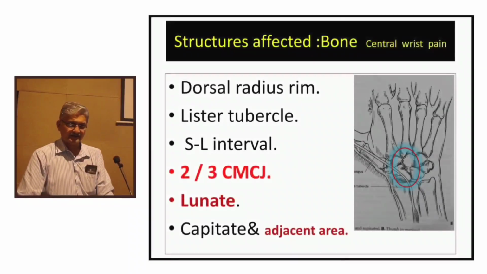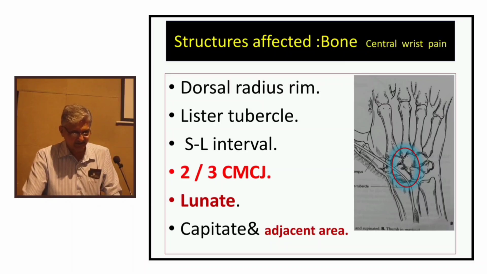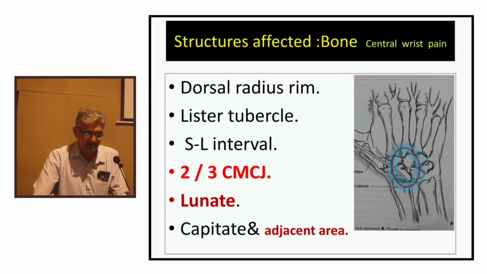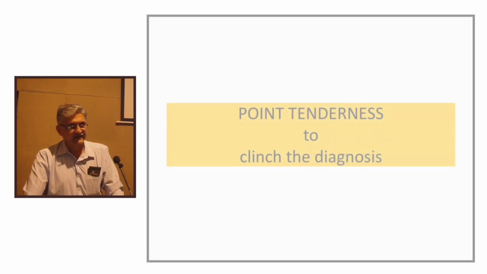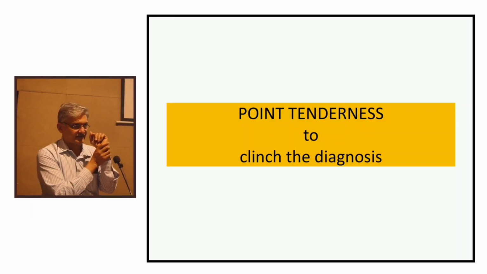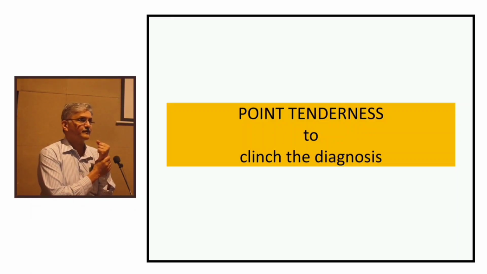On center, what are the bones lying? There is a dorsal rim of the radius, Lister's tubercle, scapholunate joint, second and third carpometacarpal joint, lunate. So out of these, the red ones are the more important ones, which will be seen more often. Again, the word is point tenderness. The moment the patient says I have pain, it doesn't lead us anywhere. It leads us to rheumatology, vague.